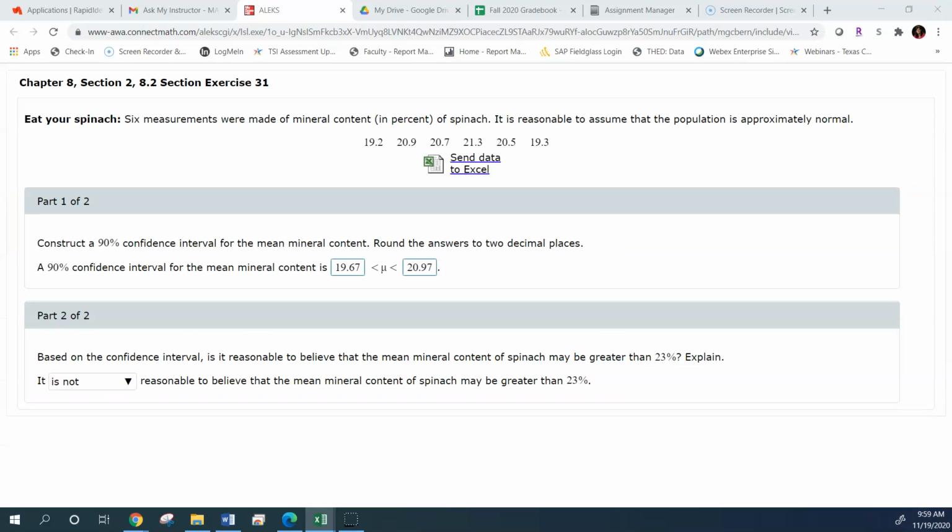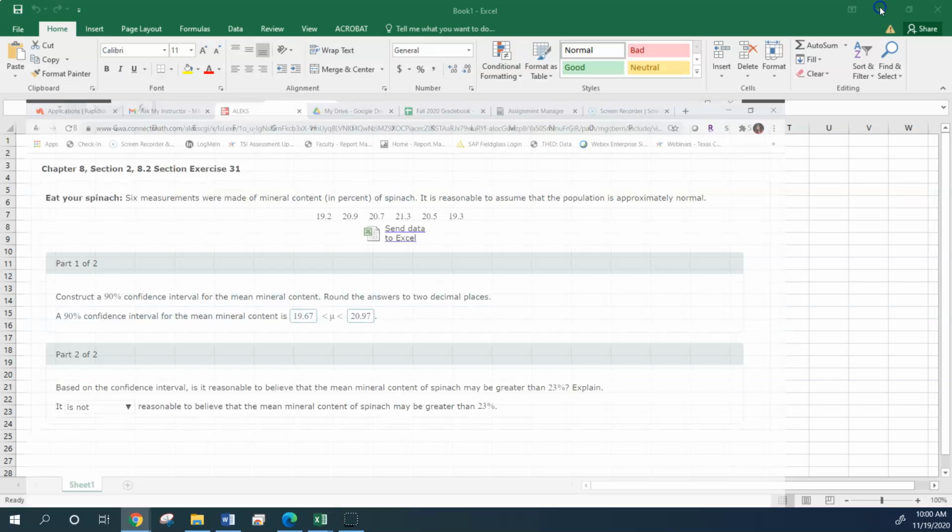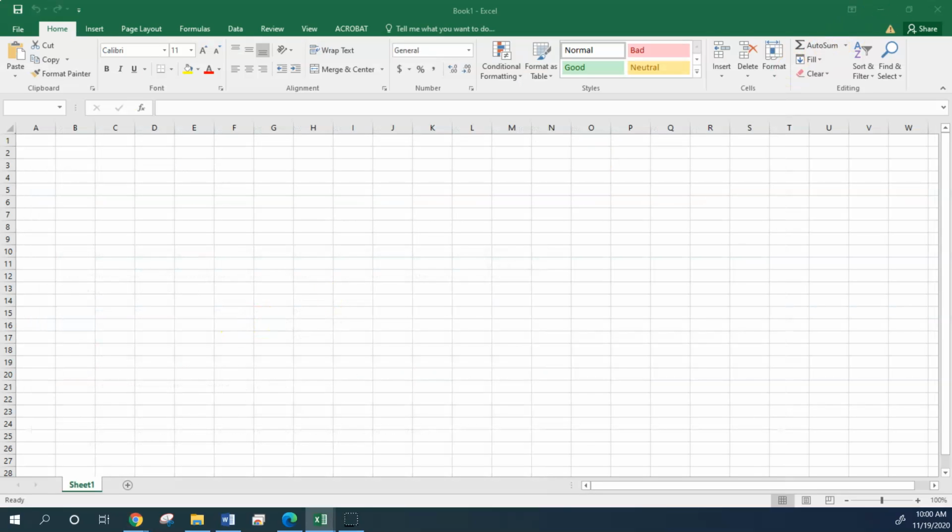Now I'm going to move that over to the side because I want to look at what we have here. It says construct a 90% confidence interval for the mean mineral count, rounding the answers to 2 decimal places. So I'm going to use 2 decimal places with my mean and my standard deviation because that's what I'm going to be rounding to. And so I'm going to come over to a different screen. We're looking for a 90% confidence interval, okay?